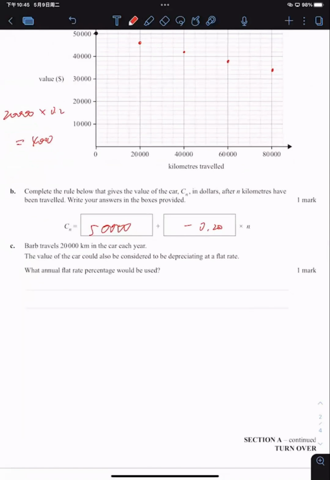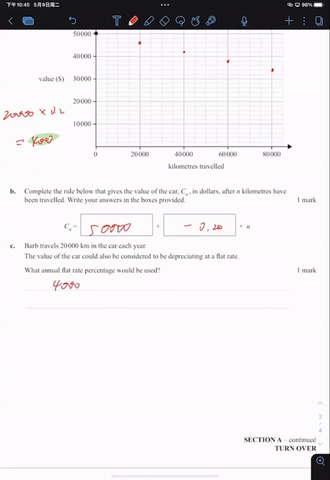Barb travels 20,000 kilometers in the car each year. The value of the car can also be considered to be depreciating at a flat rate. What annual flat rate percentage would be used? Now, we already know how much it drops every year: $4,000, and it is a flat rate.